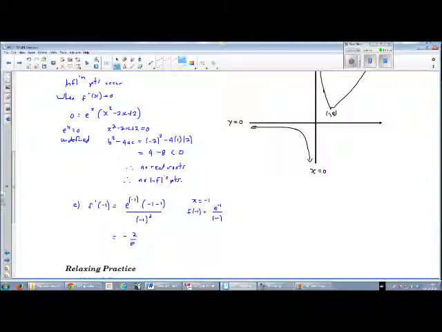And so for the equation of the tangent, that's determined by y minus f of negative 1 over x minus negative 1. That equals the gradient of negative 2 over e. And then when I rearrange this, I get y equals negative 2 over e multiplied by x plus 1 minus 1 over e. And that would then be the equation of the tangent of this function at x equals negative 1.